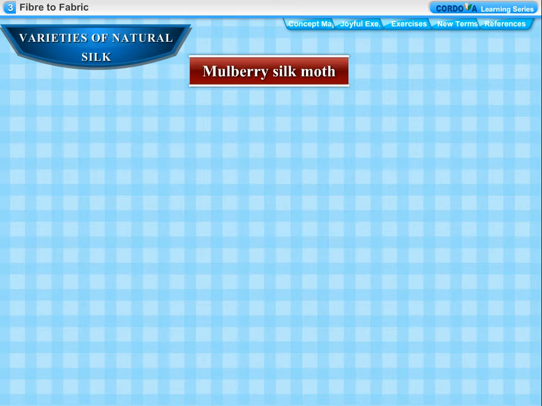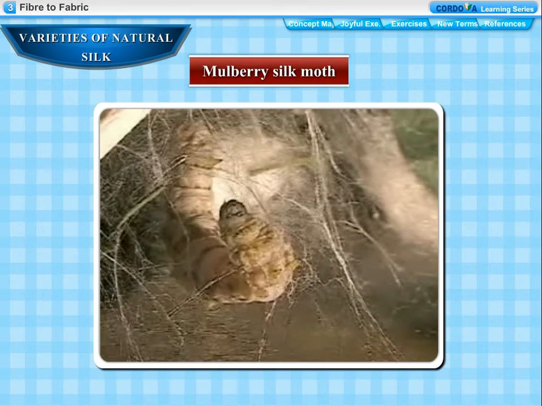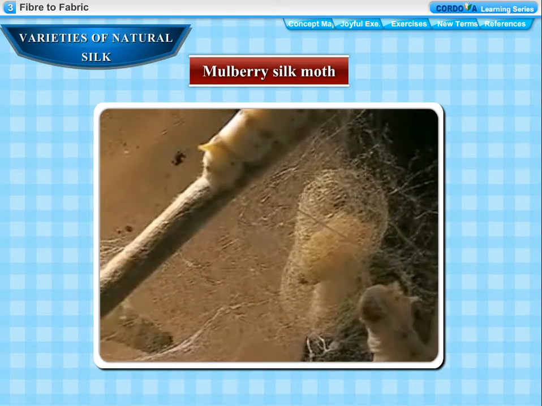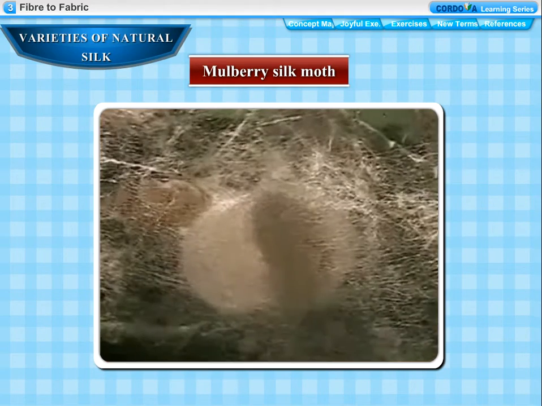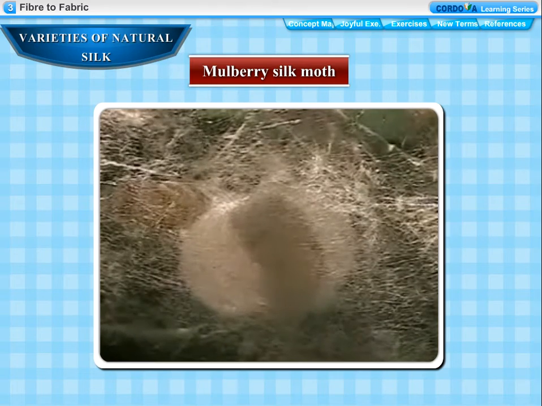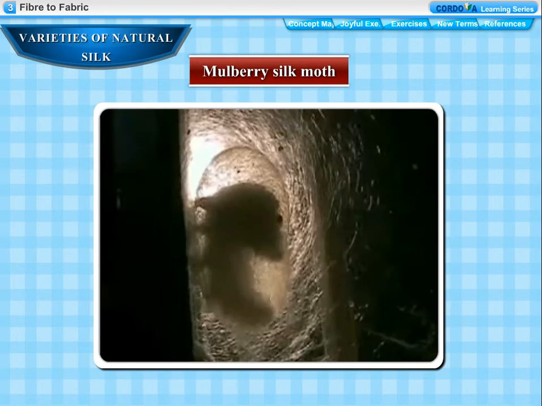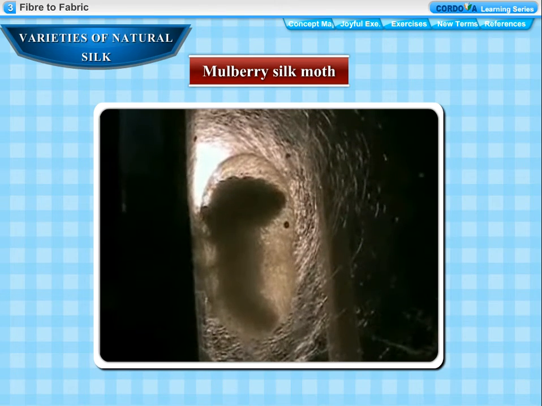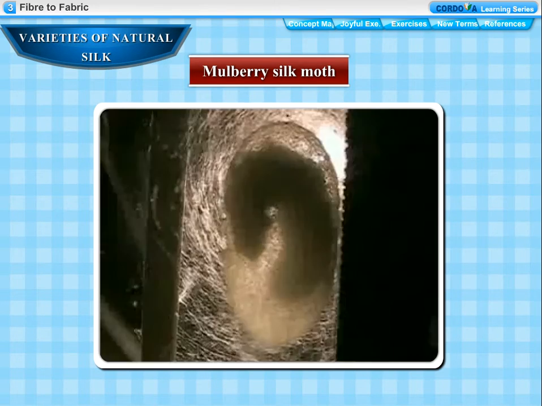Mulberry silk moth is the most common silk moth. The bulk of the world's silk supply comes from the mulberry silk moth. The silk fibre from the cocoon of this moth is soft, lustrous and elastic, and can be dyed in beautiful colors.